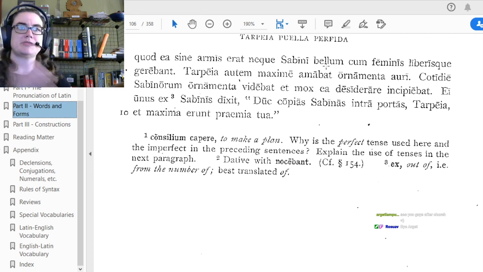So one of the Sabines said, lead, duc, the Sabine troops, Sabinas copias, into the gates, O Tarpeia, and very great will be your prizes. Plural.